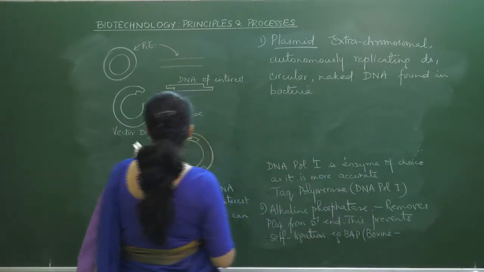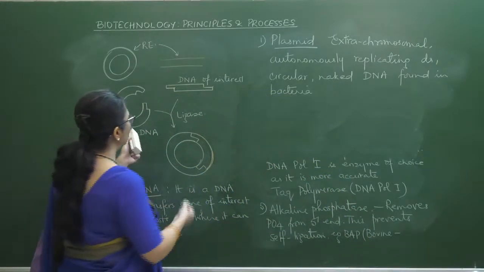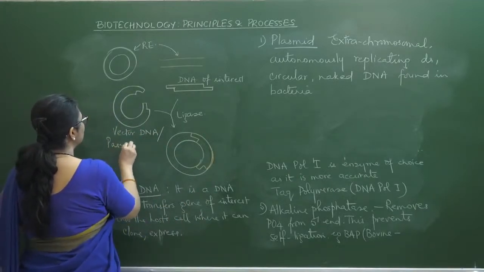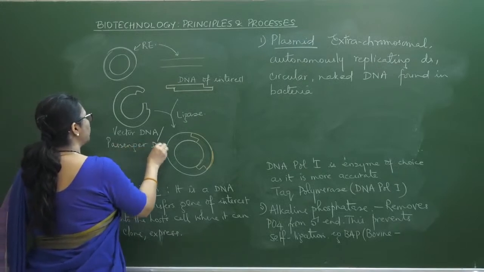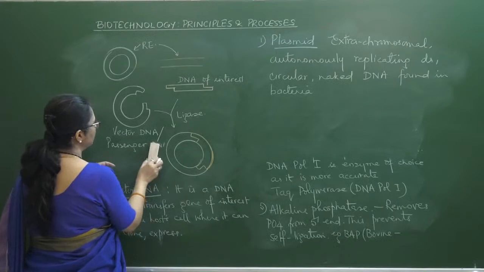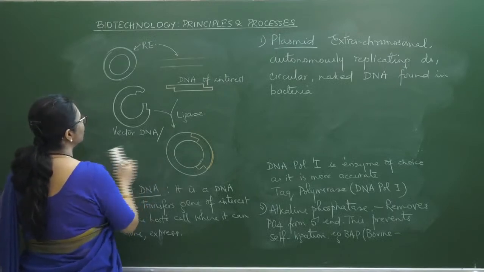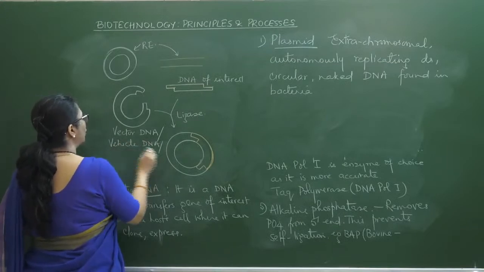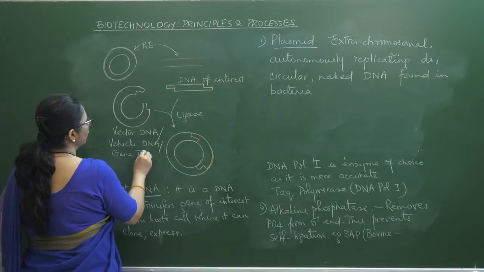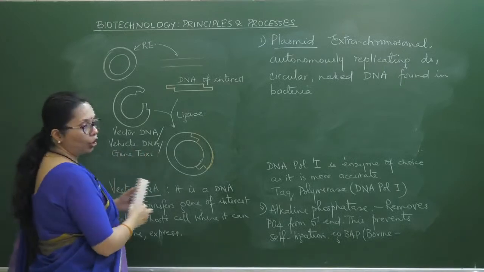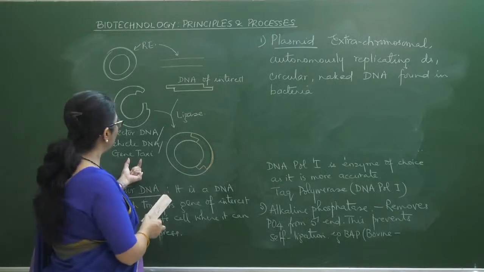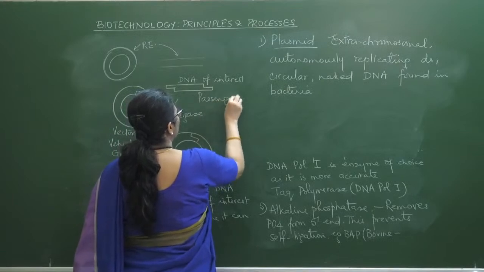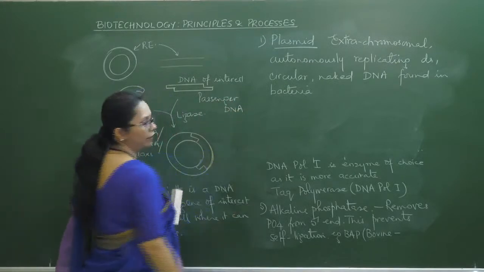This vector DNA can be given different names. It can also be called vehicle DNA, or gene taxi, so many different terms can be used. And who will be sitting on this vehicle? That is of course the DNA of interest. So this DNA of interest can be called passenger DNA.